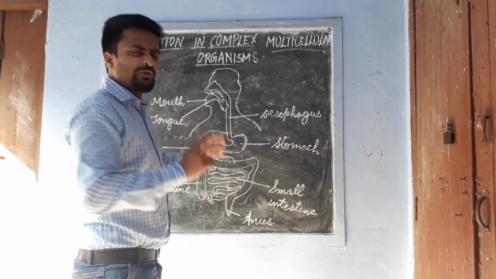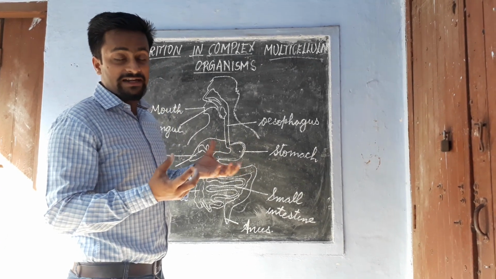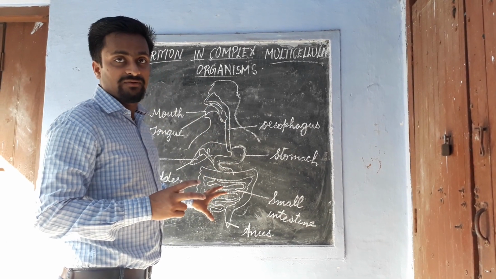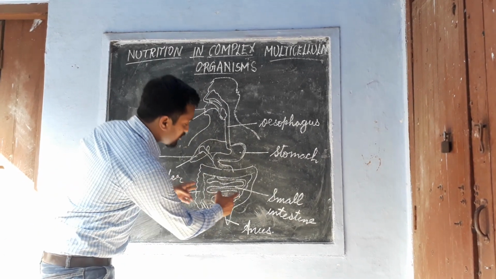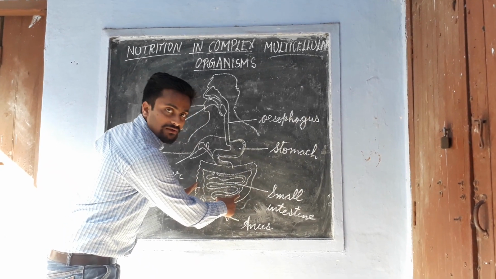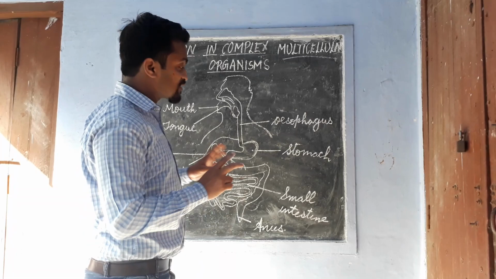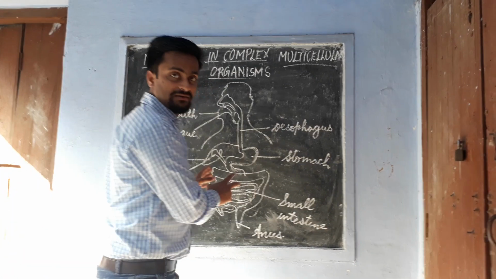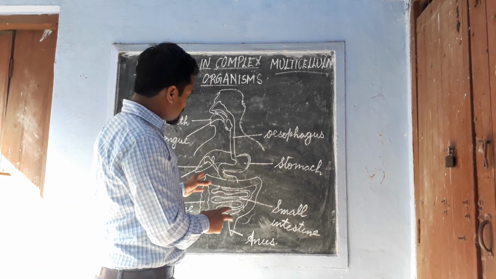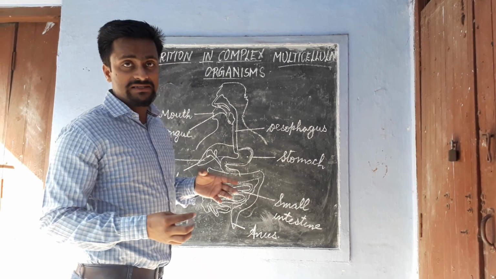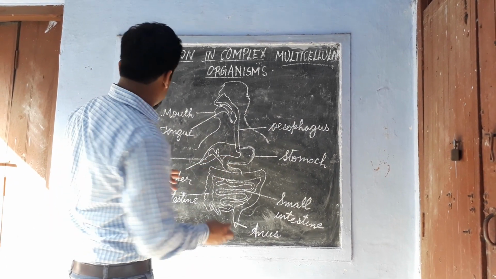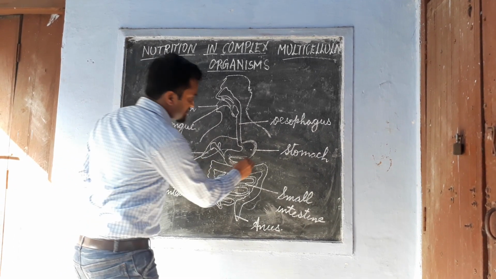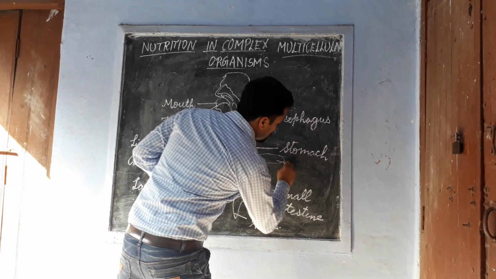Actually, the small intestine is not small. It is the largest part in the digestive tract. But it is called small because it is narrow in diameter. So this is the small intestine. It is about 6.5 meters in length, and it is the largest part of the alimentary canal. So this small intestine receives secretions from two sources. The first is the gallbladder and the liver, and second is the pancreas.